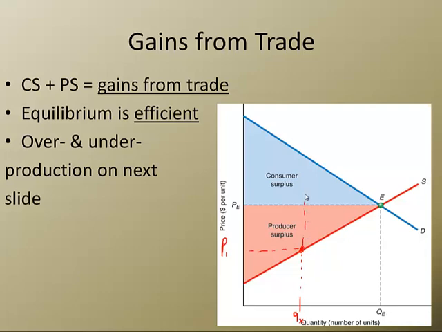And at that same quantity, there is a consumer. Here's the height of his demand curve, and the value here is P2. So the consumer surplus for this item is the difference between the market price and his willingness to pay. And then the difference between the market price and the seller's willingness to sell is the producer surplus for that item. If we add up the consumer surplus and the producer surplus for everything that's traded, we end up with the gains from trade.